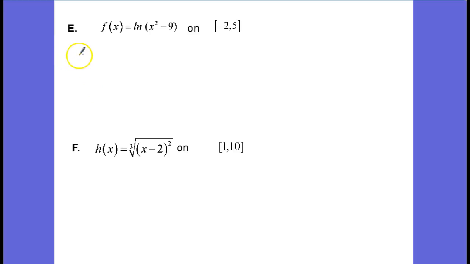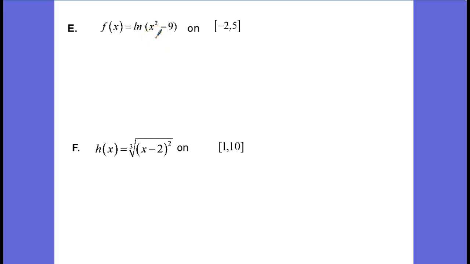So in example 3, part E, we have f of x equals the natural log of quantity x squared minus 9 on the closed interval from -2 to 5. First we want to check to see if our function is continuous on this interval, and the natural log immediately raises a red flag because remember, you cannot take the logarithm of 0, nor can you take the log of a negative number.